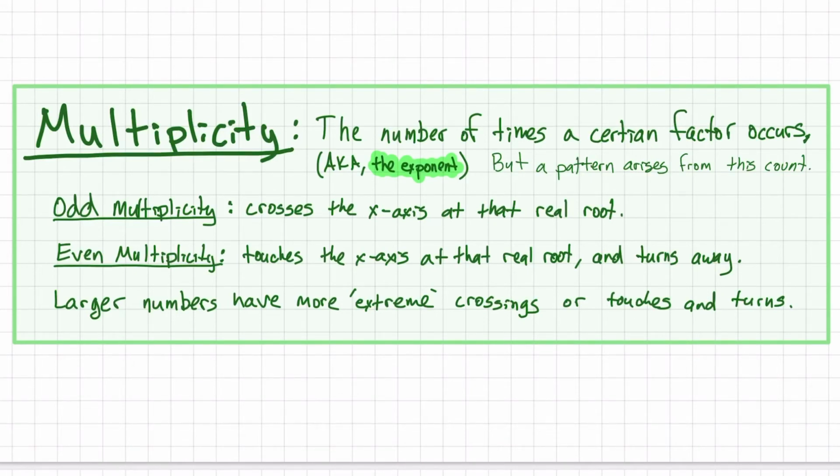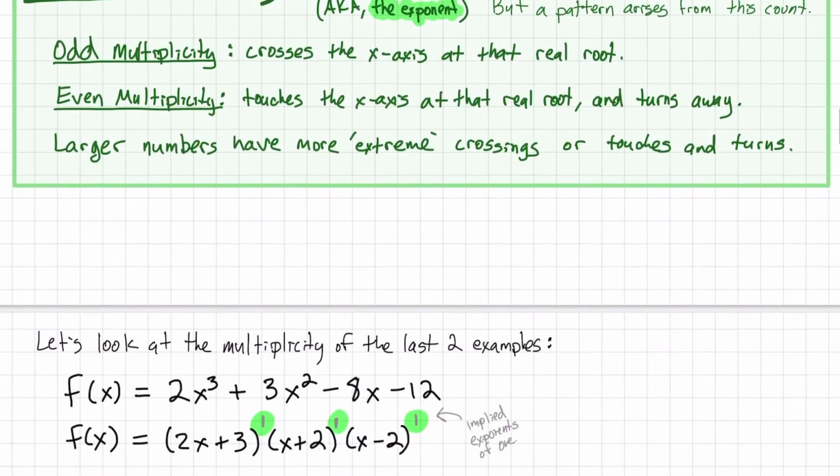So if I have an odd multiplicity, meaning there's an odd number of times that I have each unique factor, then the function is going to cross the x-axis at that real root. And then, secondly, if I have an even multiplicity, meaning the exponent on that factor is even, then it's going to touch and turn away from the x-axis. So it's going to touch the x-axis and then just turn away. Larger numbers have a little bit more extreme crossings or touches and turns, like we'll see in a little bit of the notes.